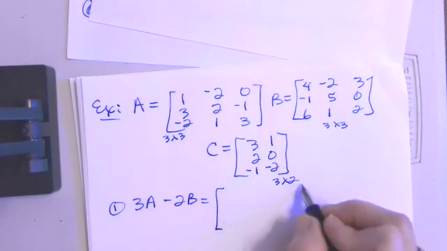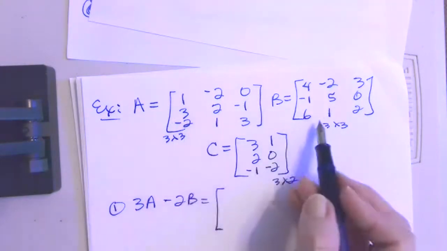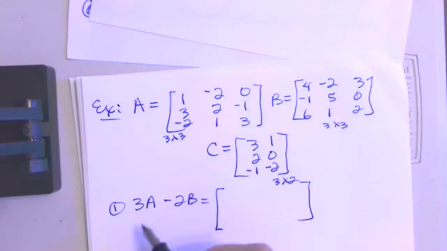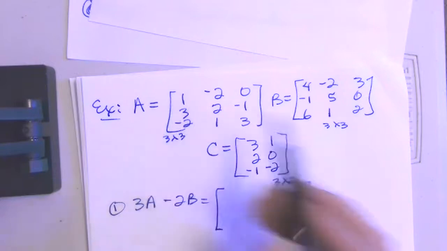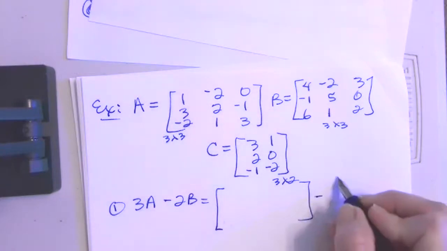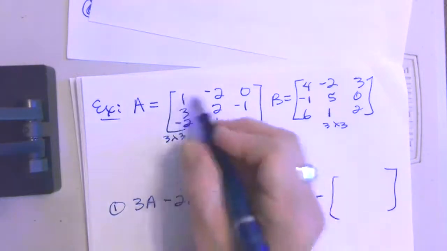Okay. So first of all, can you do it? Well, A is a 3 by 3 matrix, B is a 3 by 3 matrix. So I can add or subtract them. That makes sense. So 3 times A minus 2 times B. Well, what is 3 times A?